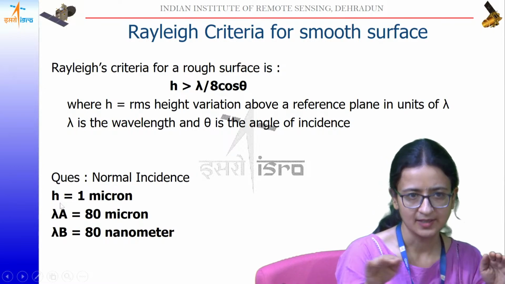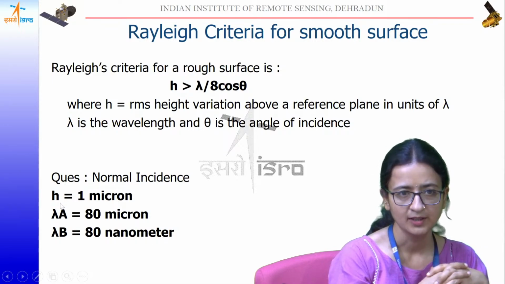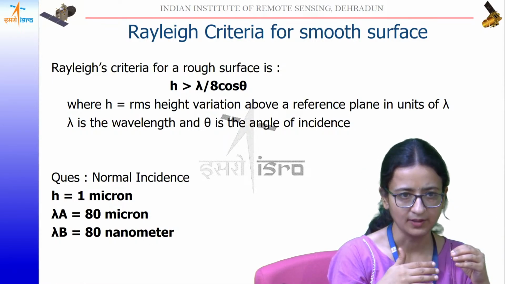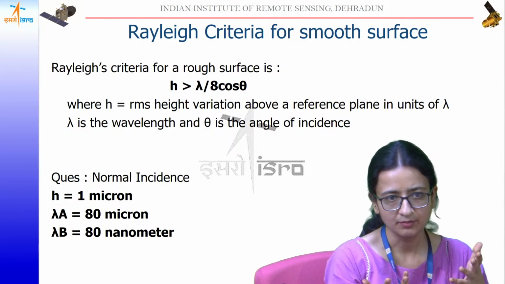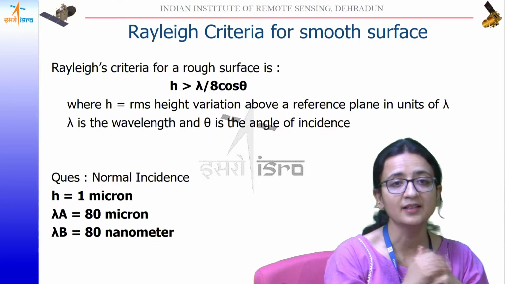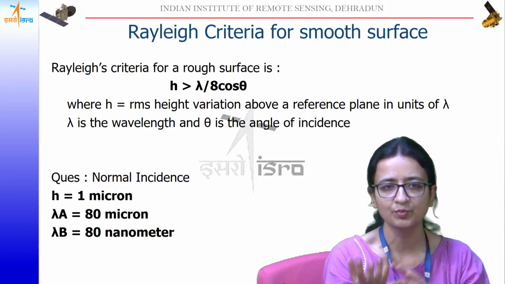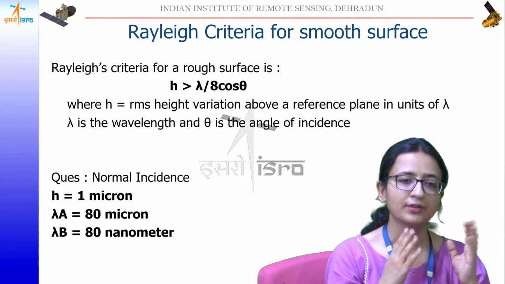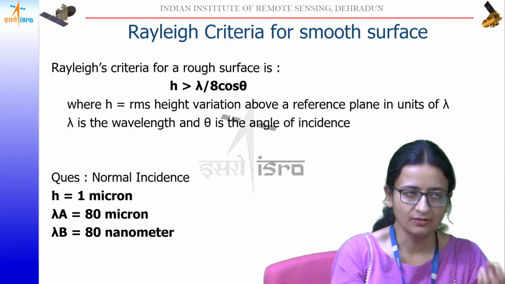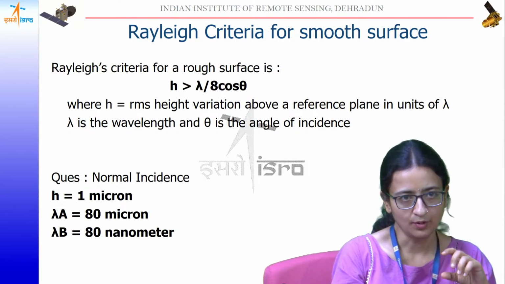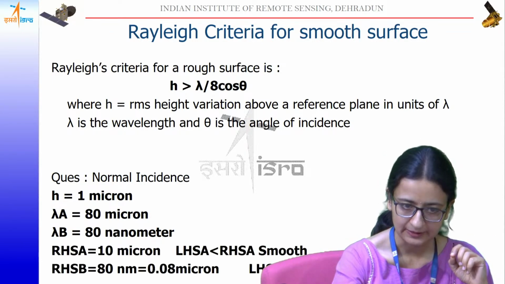If the surface is the same, h is the average undulation, let's say its undulation is 1 micrometer, and I have two types of wavelengths, one is lambda a which is 80 micrometer, another is lambda b which is 80 nanometer. If you try out this, checking this criteria, you will find maybe the surface changes its behavior from rough to smooth or from smooth to rough in going from one wavelength to another wavelength. So whether to say a surface is rough or smooth also depends upon which wavelength we are looking at and what is the angle of incidence.